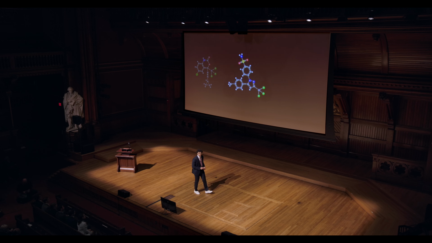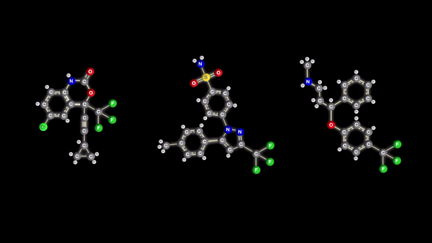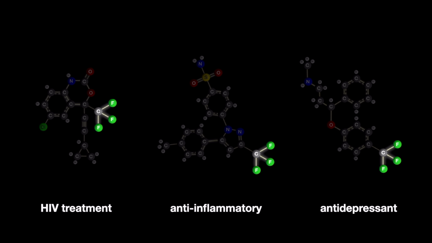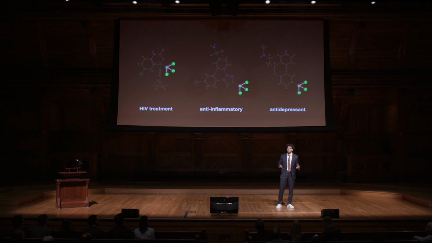Take a look at the molecules shown here on the screen. These are actually medications used to treat conditions ranging from HIV to arthritis to mental illness. What do they have in common? The trifluoromethyl group, a carbon atom surrounded by 3 fluorine atoms. This group is extremely prevalent in modern-day pharmaceuticals, but it can be a challenge to make.